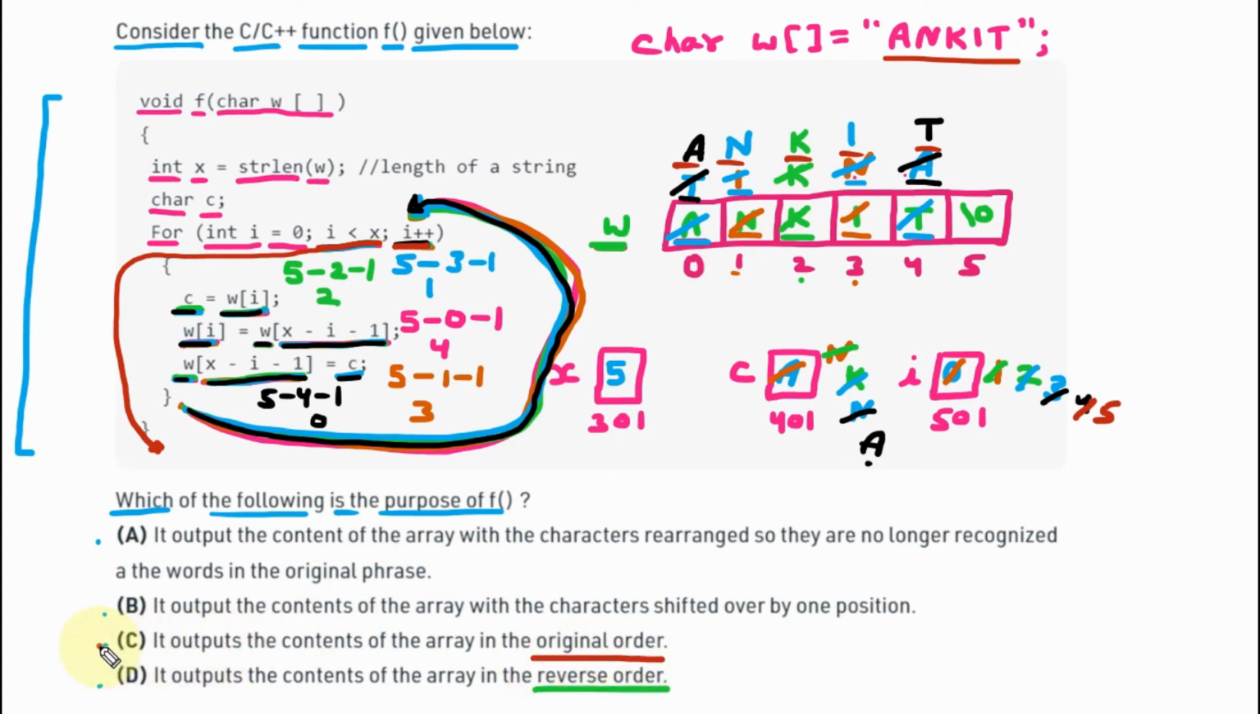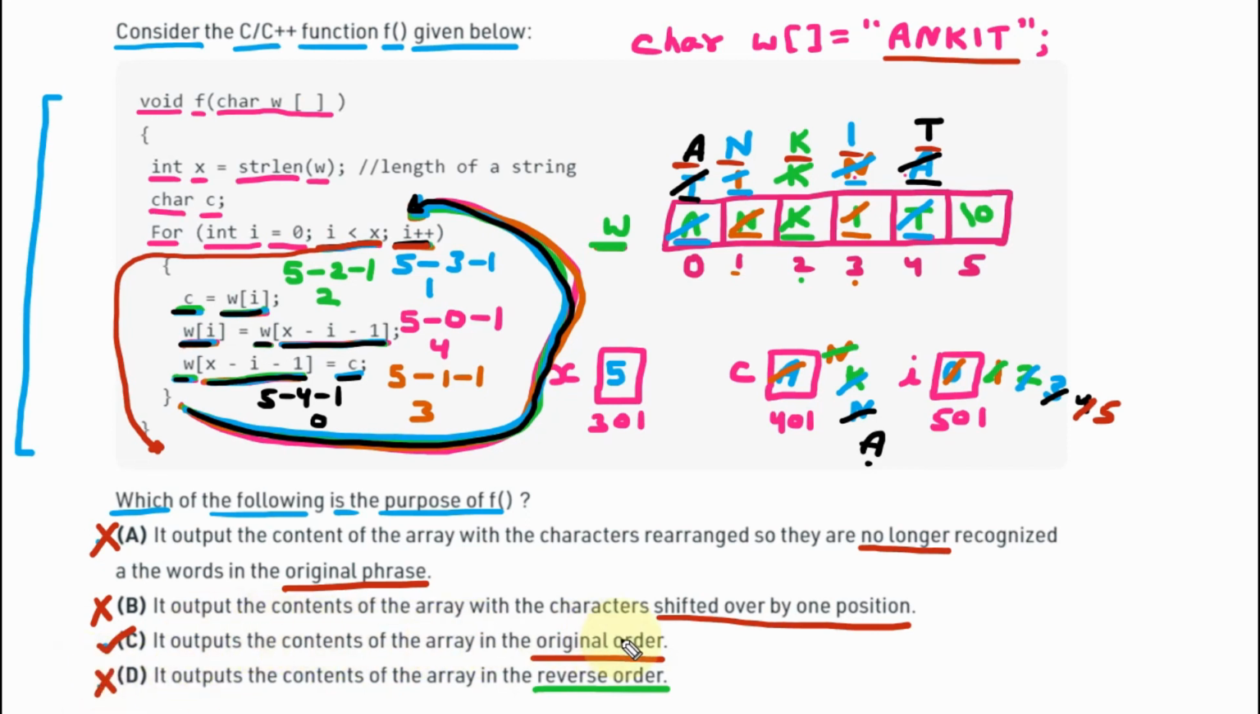So here C is the correct answer. We can match the other answers. It output the content of array with characters arranged so they no longer recognized as the word original phrase. So they are saying no longer in the original phase. So this is incorrect. Then going with the B option, it output the content with character shifted over by one position. They are not shifted. So that is incorrect. Then they output array into reverse order. It is not a reverse order.